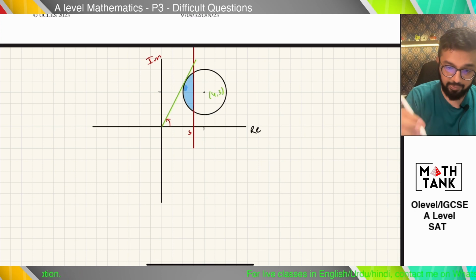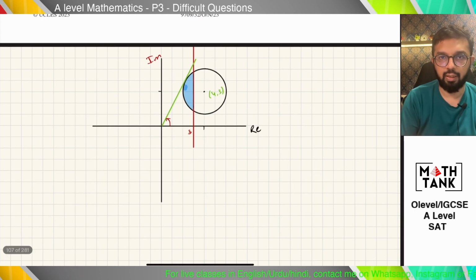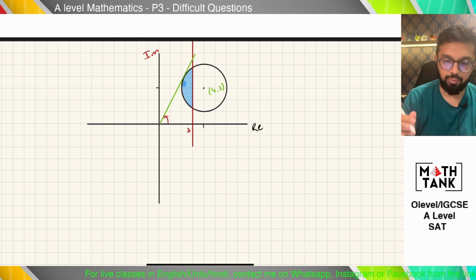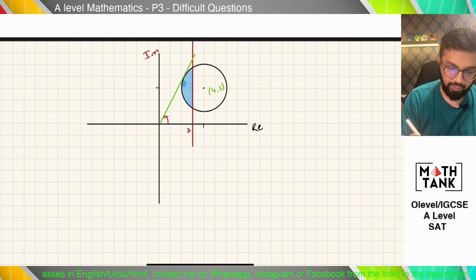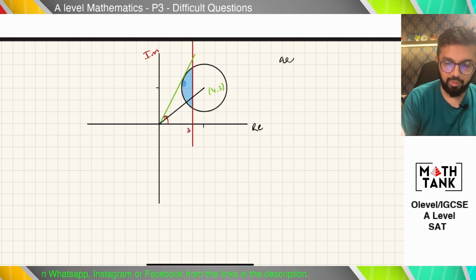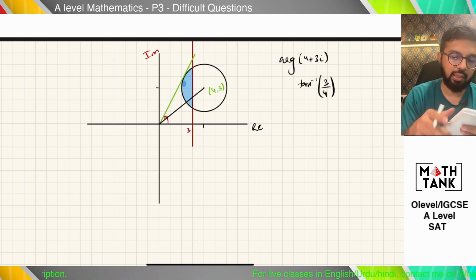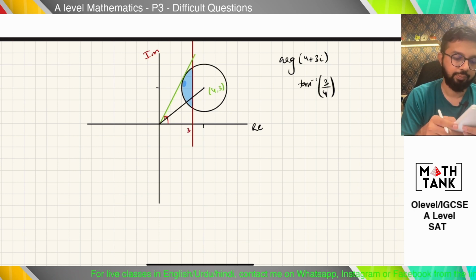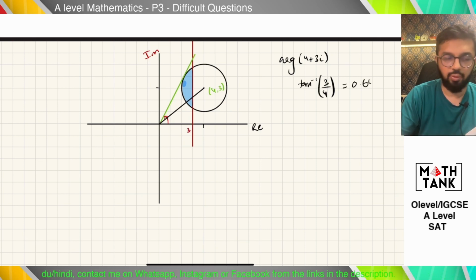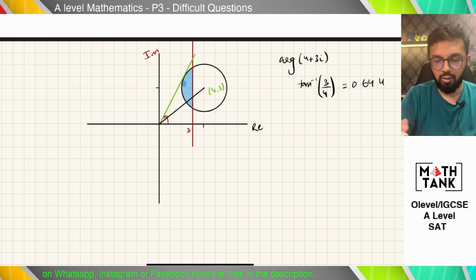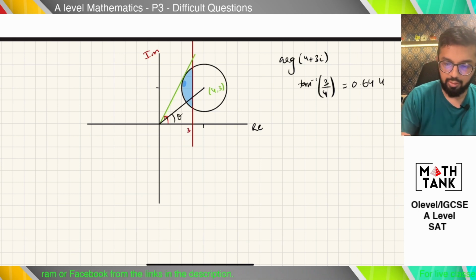But obviously, I'll have to split it up because there's no way of directly finding this. What I'm going to do is first draw a straight line from here and say that I can simply find the argument of 4 plus 3i, and that's going to be tan inverse of 3 over 4. What is that in radians? Let's quickly calculate tan inverse of 3 divided by 4. That's 0.644. Okay, and so I have that part. Let's call that theta.